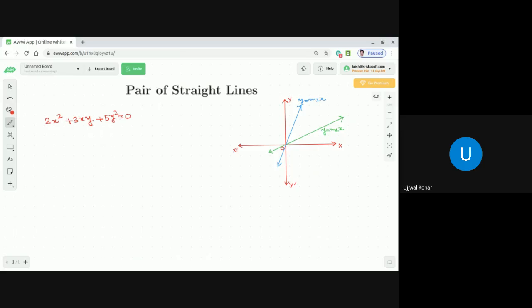Let me first explain with an example, then I come to the exact definition. Why is it a homogeneous equation, dear students? Because the power of x, power of y, and power of x and y together in each term on the left hand side is 2, constant. So it is called a homogeneous equation of degree 2 in x and y. So this is a homogeneous equation.